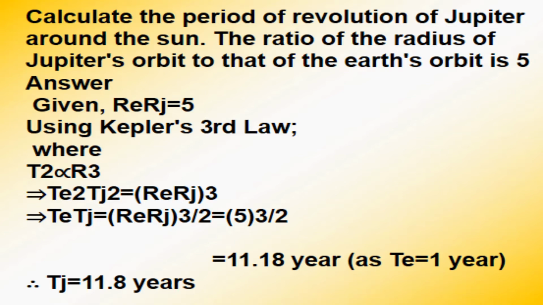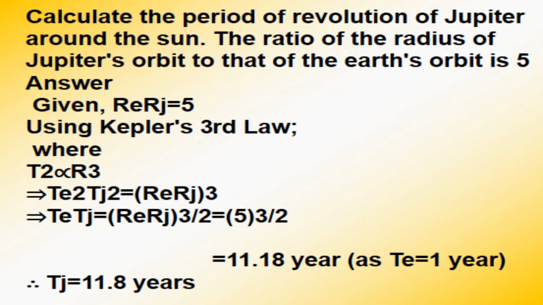Knowing that Jupiter is farther from the sun as compared to Mars: Mars takes about 686 days to complete one revolution, while Jupiter, which is farther from the sun, takes about 11.8 years to orbit the sun. Okay, so that's quite fascinating.